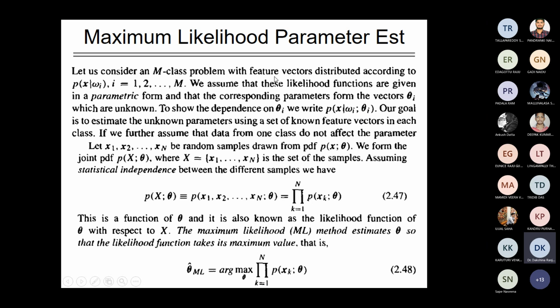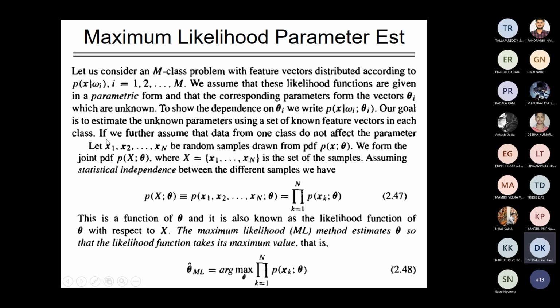Now our goal is to estimate the unknown parameters using a set of known feature vectors. So these feature vectors are known. We can get the feature vectors from 1 to M, where M denotes the number of classes for which we consider the feature vectors. So the feature vectors are known, and from these known feature vectors we have to estimate the unknown parameters theta.